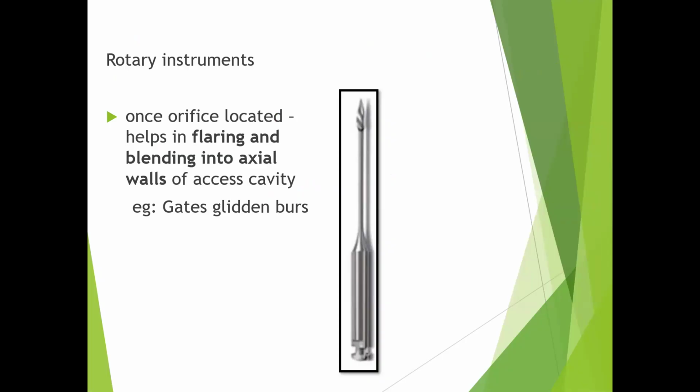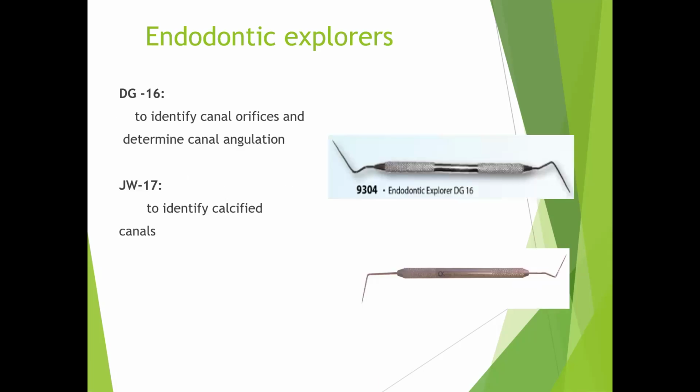After the orifice is located, you need to enlarge the orifice. For that, you have Gates Glidden drills, which help in flaring of the canals, which will later ease the process of cleaning and shaping.